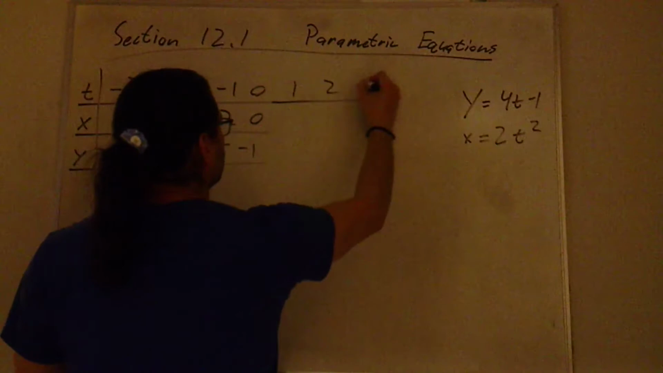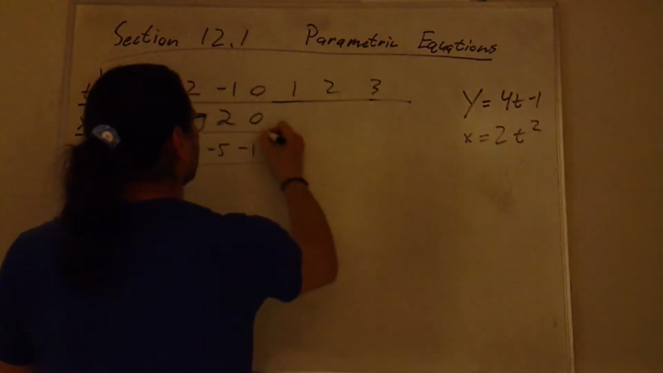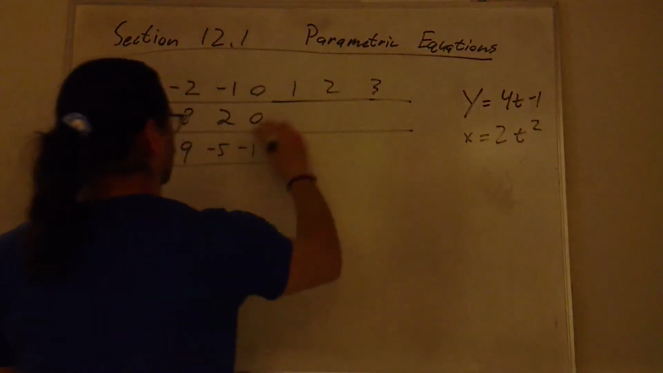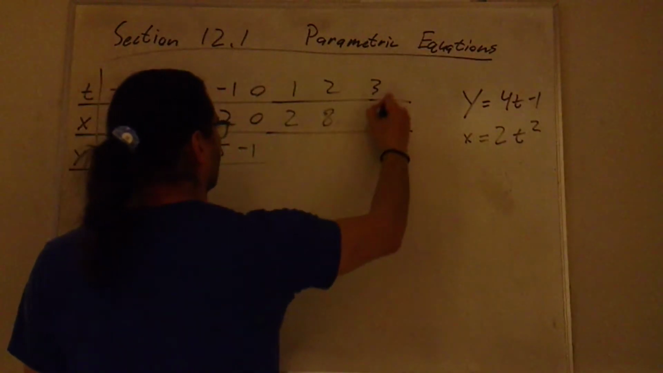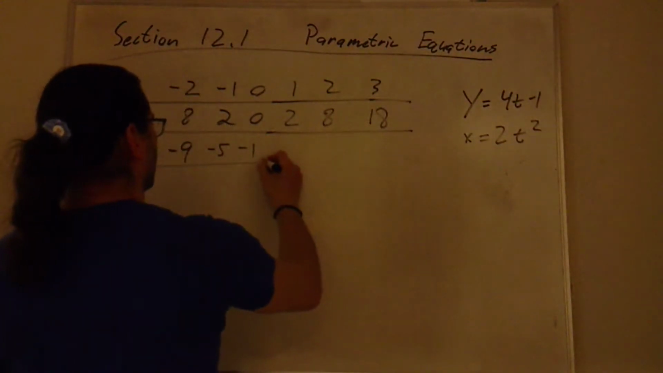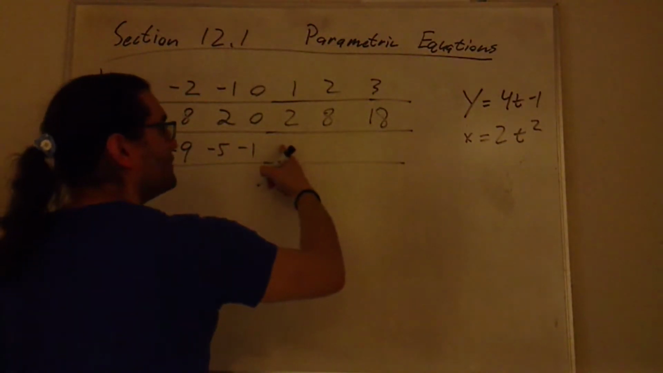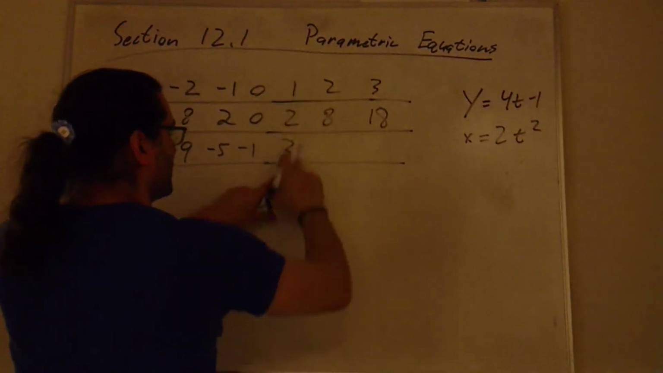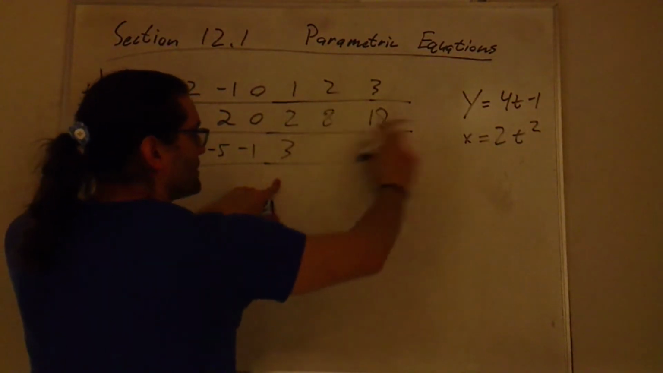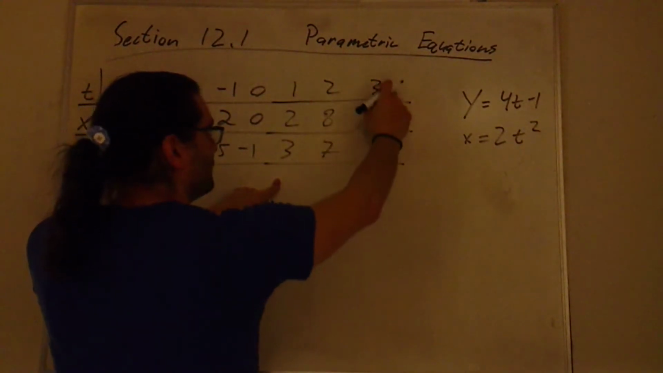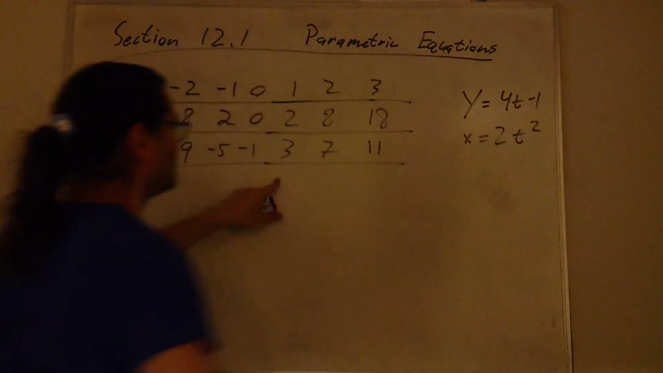1, 2, 3. What did we say here? 2, 8, 18. And the last one's going to be, what, 3? Yes. 4 times 1 minus 1 is 3. 4 times this minus 1 will give me 7. And 12 minus 1 gives me 11.